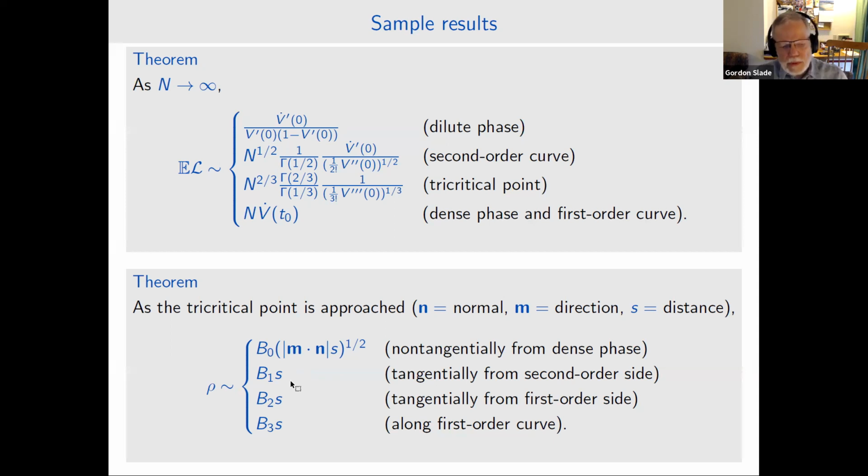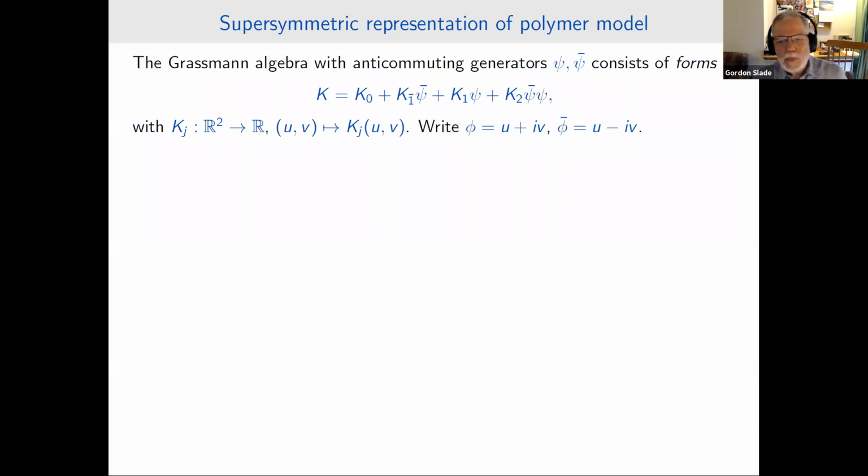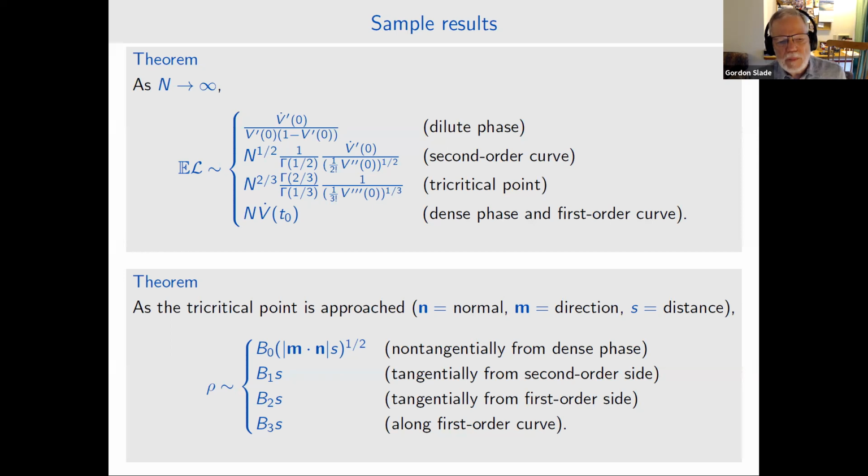And the amplitude for that linear asymptotics depends on whether you're approaching from the first order side or the second order side. And also if you approach along the first order curve, there's another amplitude. So all of these things can be computed. So basically you can compute everything. All right, so that's what I wanted to say about the results.